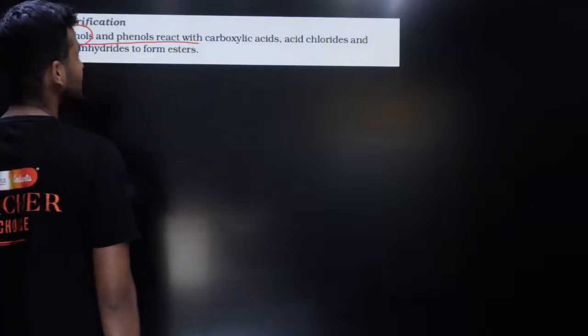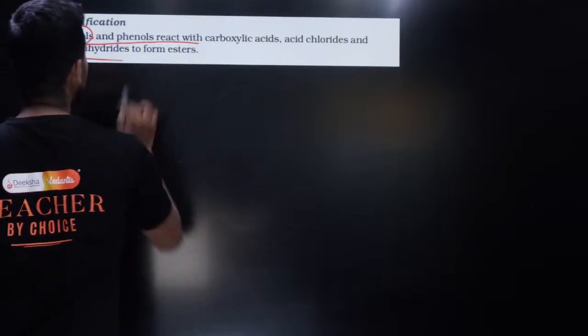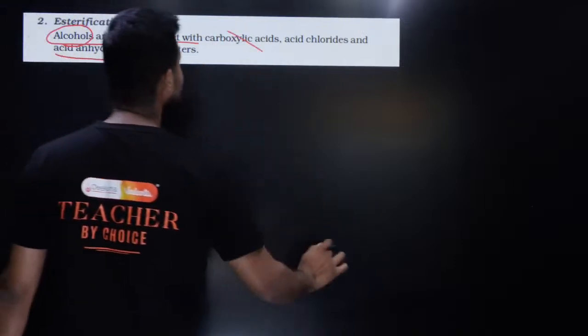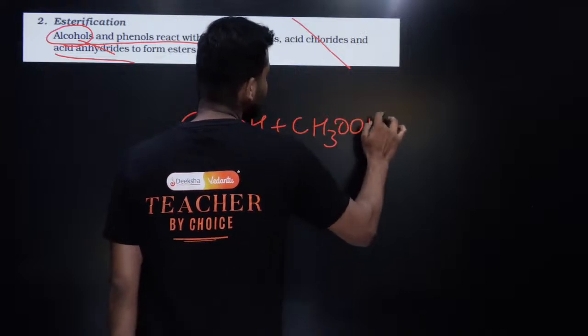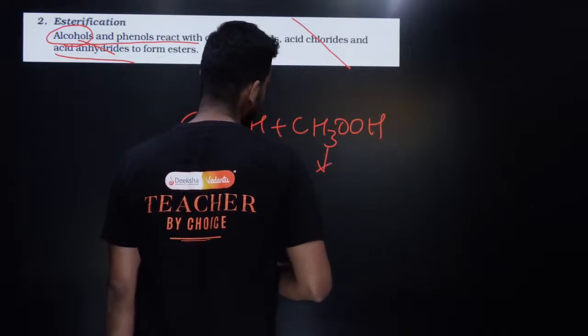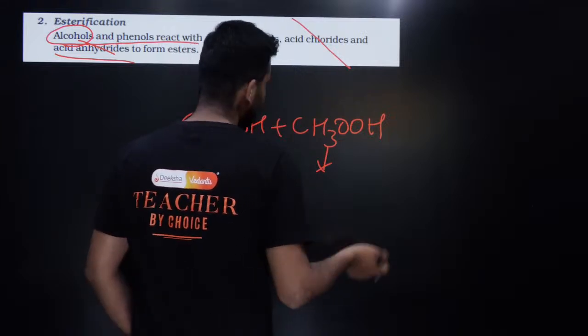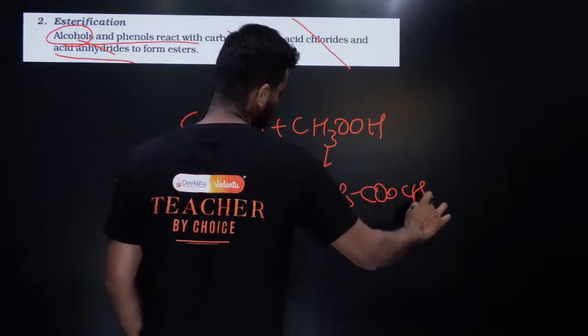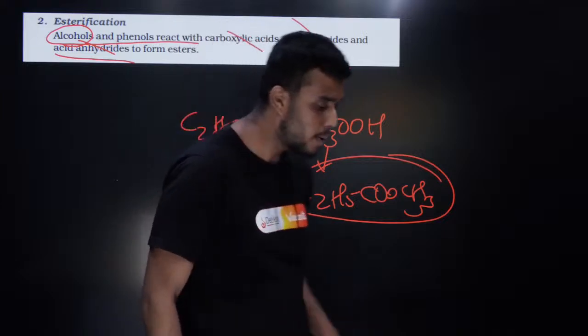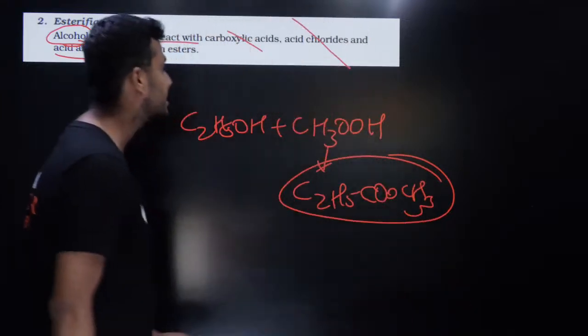Okay, my dear students. Then move on to the next chemical reaction, the esterification reaction. We already know what happens whenever alcohols and phenols react with carboxylic acids, acid chlorides and acid anhydrides: they form esters. We already know C2H5OH and CH3COOH yield an ester compound, CH3COOC2H5, with a water molecule. This is called the esterification reaction.